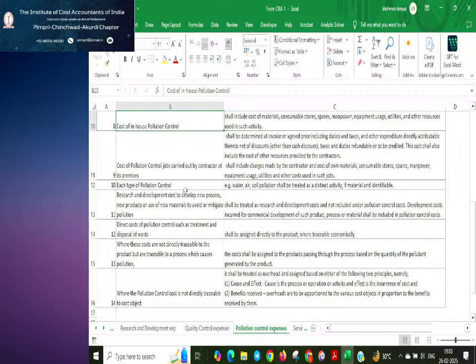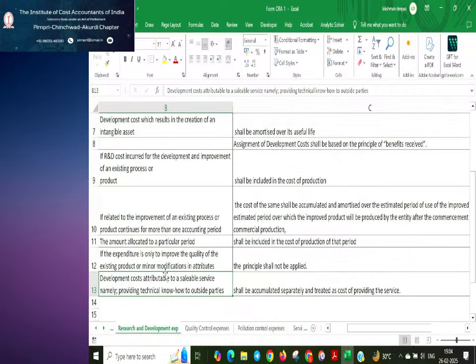Each type of pollution control, water pollution, air pollution, soil pollution, all that shall be treated as a distinct activity. When will it be treated? If material and identifiable, then it will be treated. Research and development cost to develop new process, new products or use of new materials to avoid or mitigate pollution. We studied in research and development, right? If it is for pollution control, right?